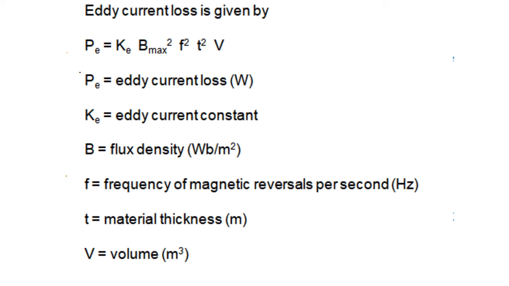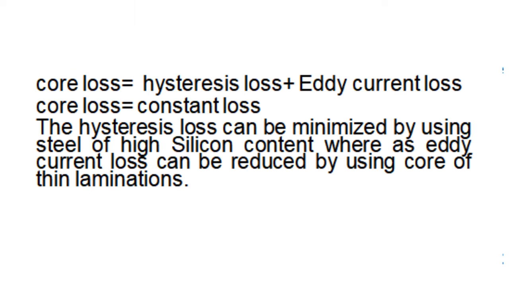The total iron loss is equal to hysteresis loss plus eddy current loss, which are called constant losses. Hysteresis loss can be minimized by using steel with high silicon content, whereas eddy current losses can be minimized by using thin laminations.